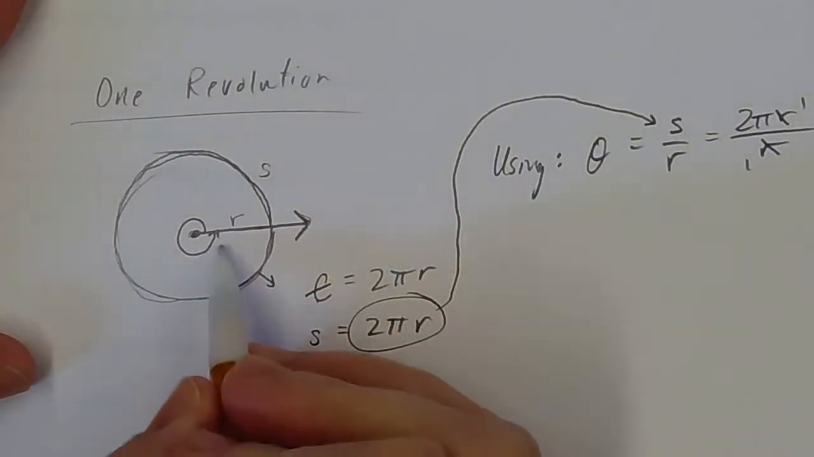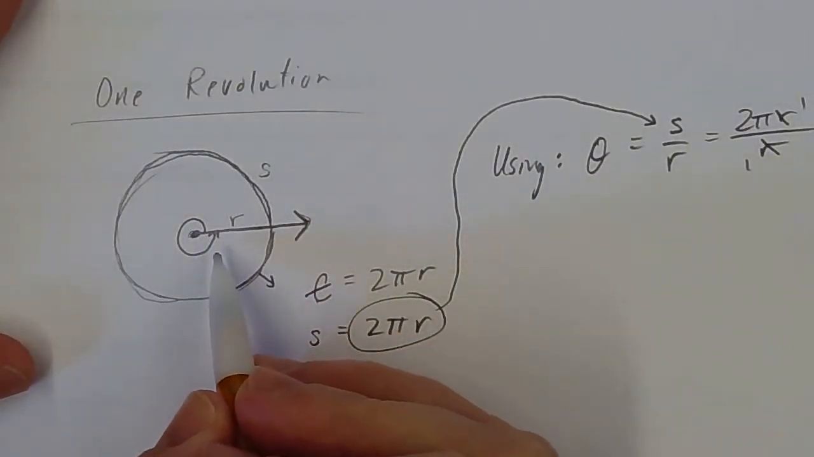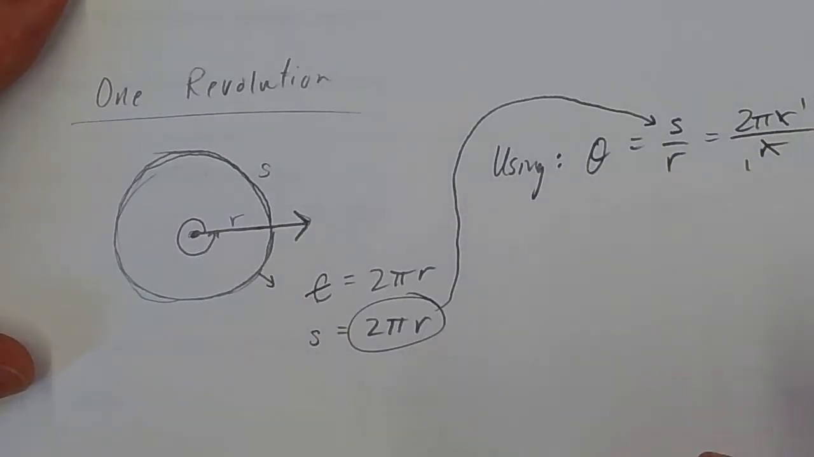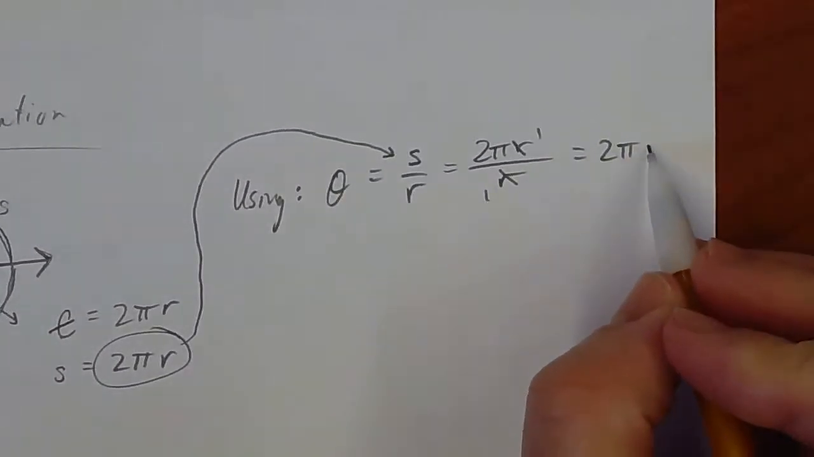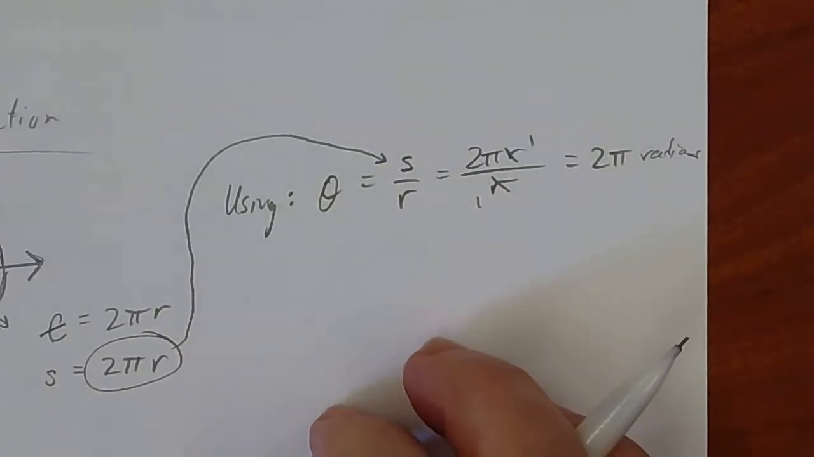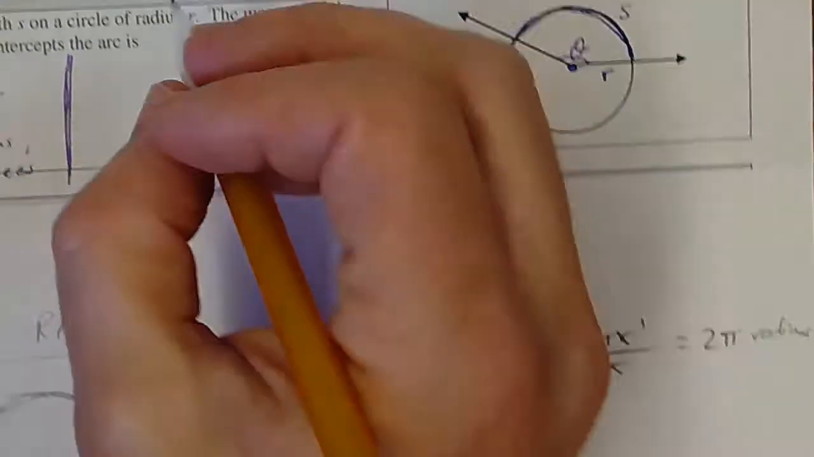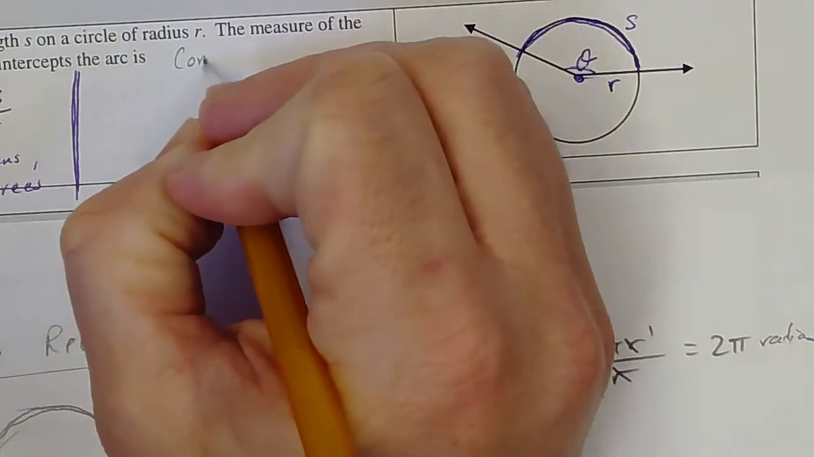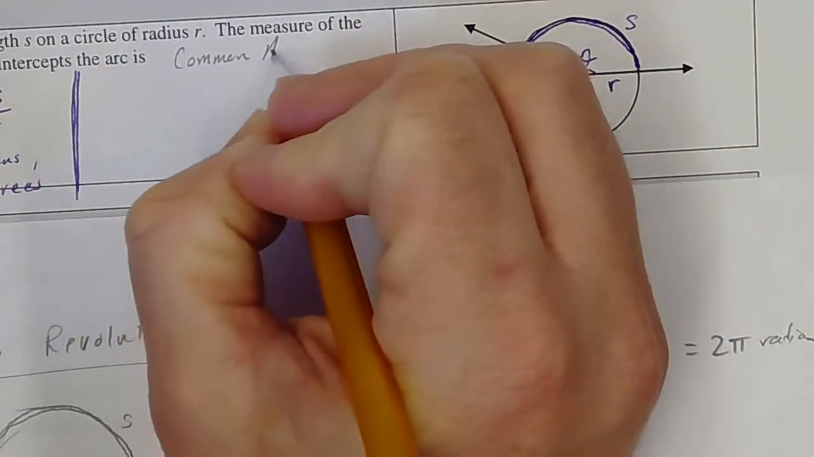One full revolution, we know that's 360 degrees. We've known that for a long time. But what is it in radians? It's equivalent to 2 pi radians. Okay, so that's where we're going to start with these common angles. Why don't you label this right here, common angles.